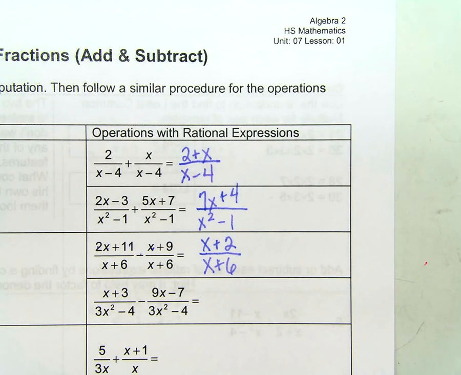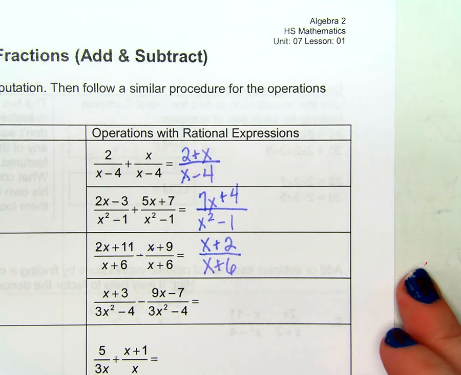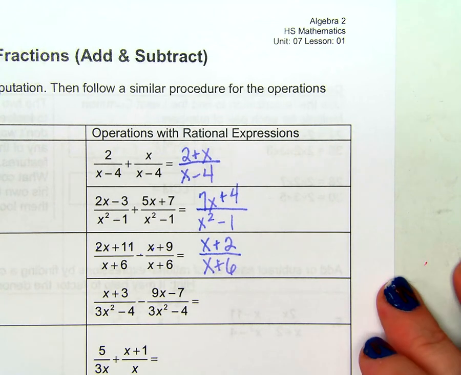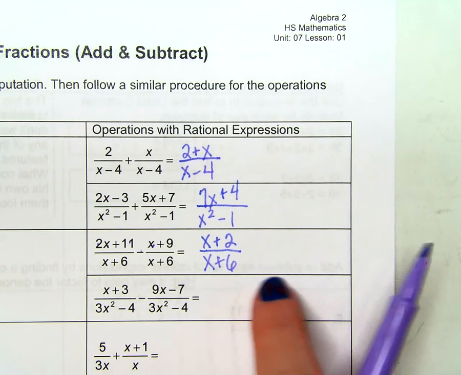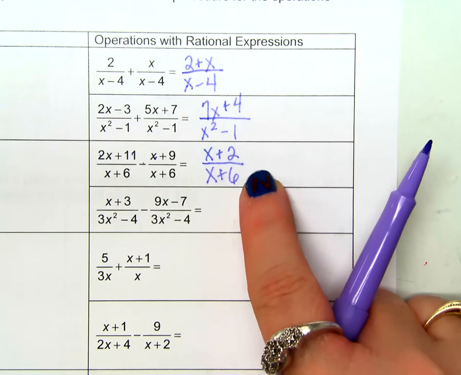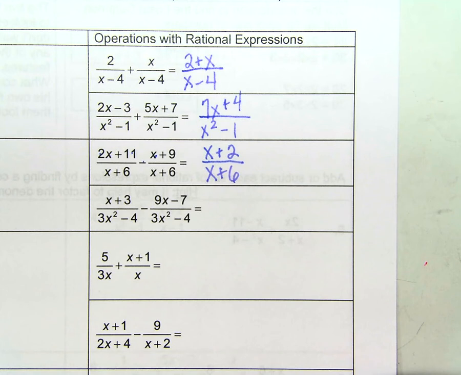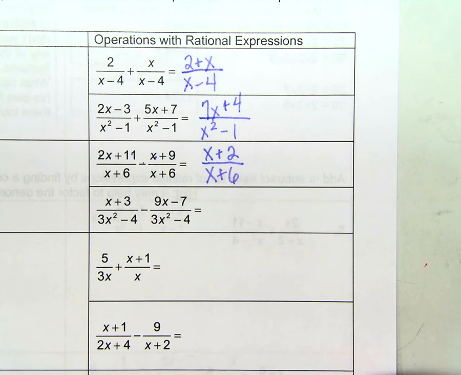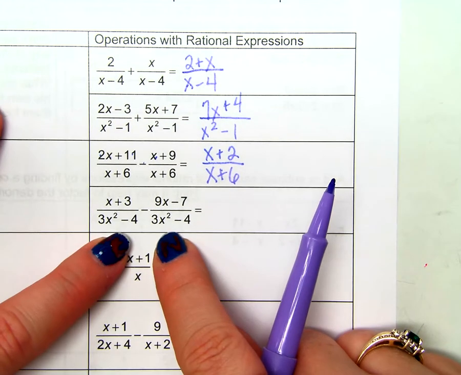Yes, sir? Why is it plus 2 instead of minus 2? Because it's 11 minus 9, and 11 minus 9 is 2. Does that make sense? Are we ready to go on, or do we have any more questions about this one? Ready. Okay. What about this one then?